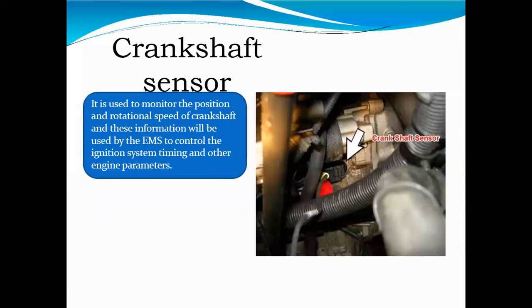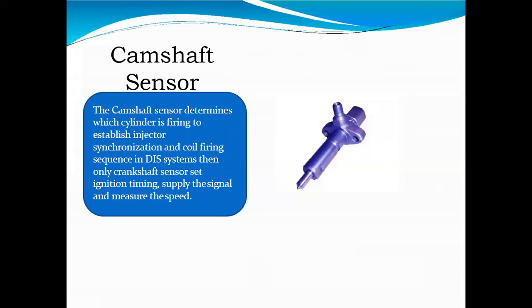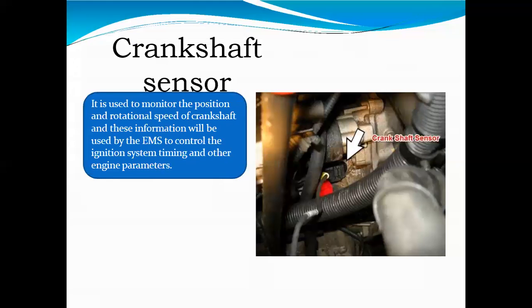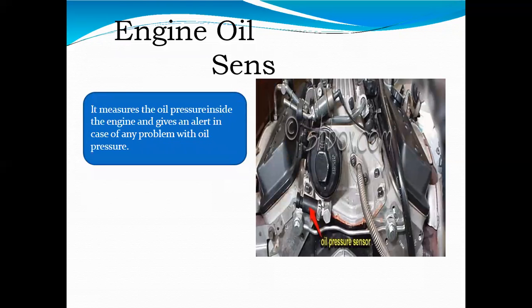So next, the camshaft sensor. The camshaft sensor determines which cylinder is firing and establishes injector synchronization and coil firing sequence in a DI system. Then the crankshaft sensor sets ignition timing, supplies the signal and measures the speed. It is used to monitor the position and the rotational speed of the crankshaft, and this information will be used by the EMS to control the ignition system timing and other engine parameters. So, engine oil sensor. It measures the oil pressure inside the engine and gives an alert in case of any problem with the oil pressure.